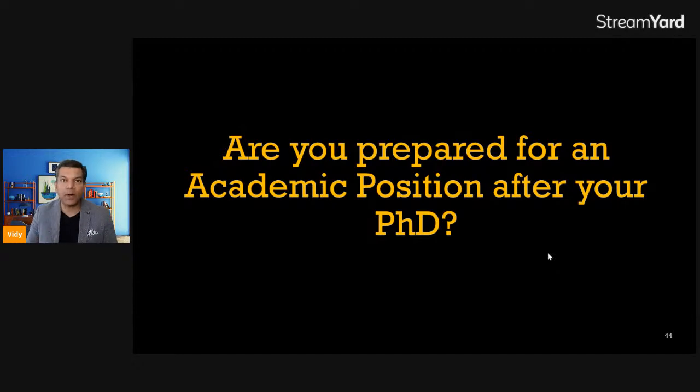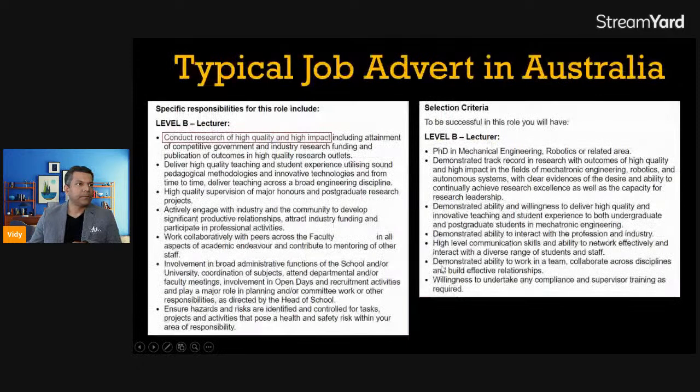It's a very important thing to think about, and you have to start thinking about that in year 2 or maybe even in year 1. But I have kept it for year 2 for you to start thinking about this. And what I want to show you now is a typical job advertisement for the position of a lecturer.